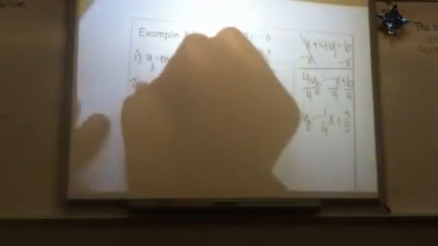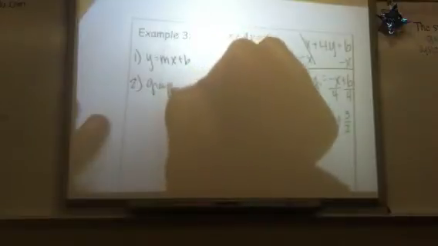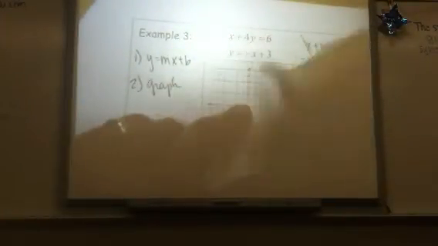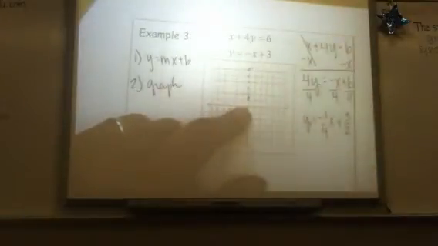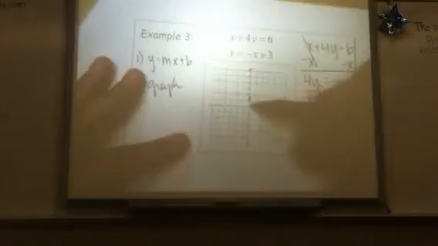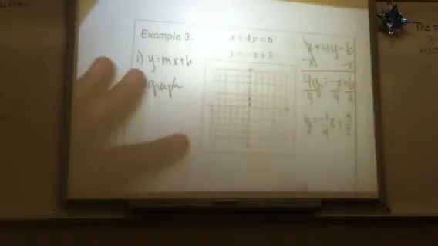So now we graph, we do the same thing. I'm going to start at 1.5 as my y-intercept. Then I'm going to go down 1, so I have to go to the half. And then over 1, 2, 3, 4.